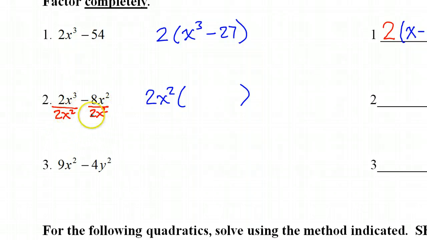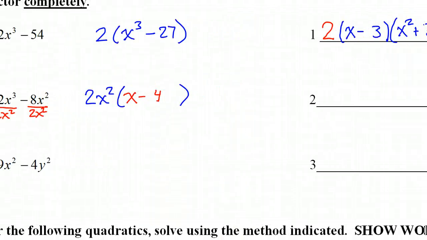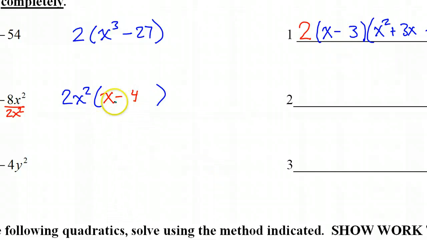The 2's would cancel, and that's just going to leave x. I'm going to have minus 8 divided by 2 is 4. The x squares would completely cancel out. So that's it. There's nothing else I can do with this. This isn't squared or anything, so I can't factor this any further. So this is actually the answer.